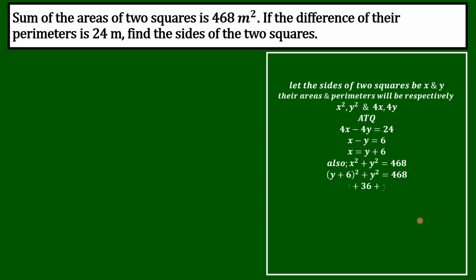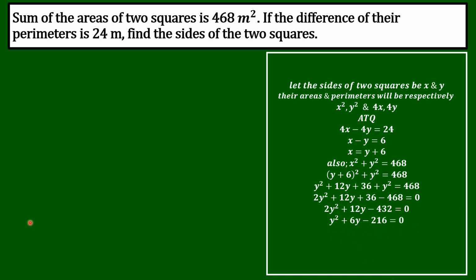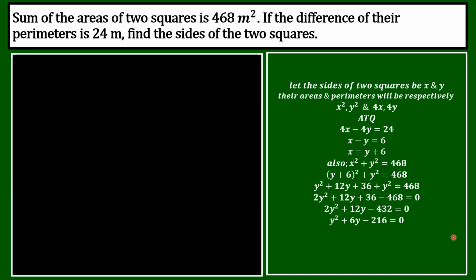Okay, so on simplifying it, we'll get 2y square plus 12y plus 36 minus 468 is equal to 0. Further simplifying gives us 2y square plus 12y minus 432 is equal to 0. Dividing throughout by 2, we get y square plus 6y minus 216 is equal to 0, right? This is our equation for the situation. Now we'll again solve it by splitting the middle term, right?